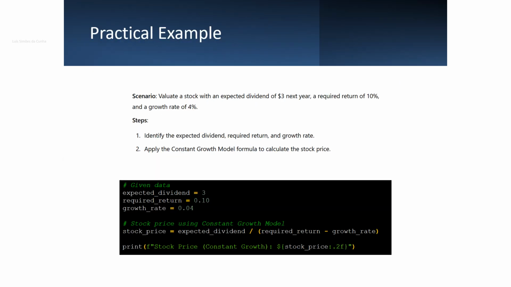Let's evaluate a stock with an expected dividend of $3 next year, a required return of 10%, and a growth rate of 4% using the constant growth model. By applying the formula, we calculate the stock price to be $50.